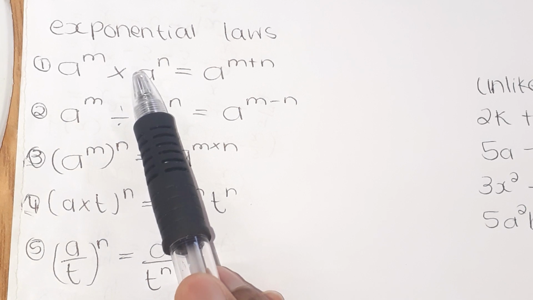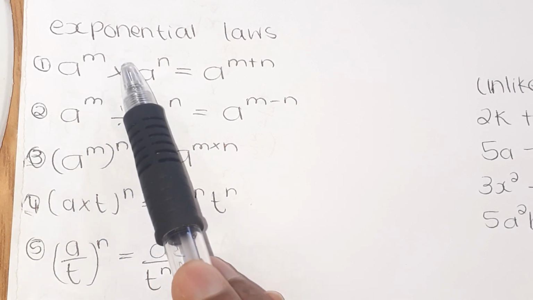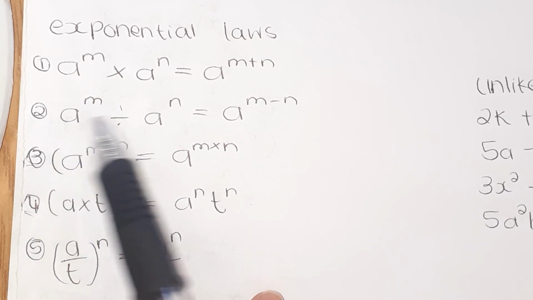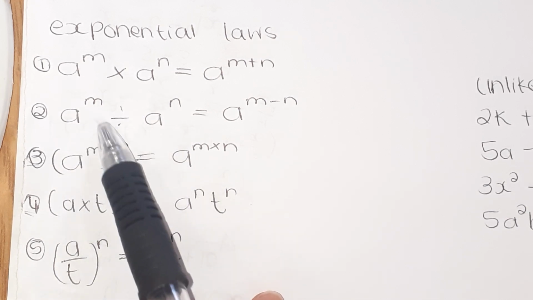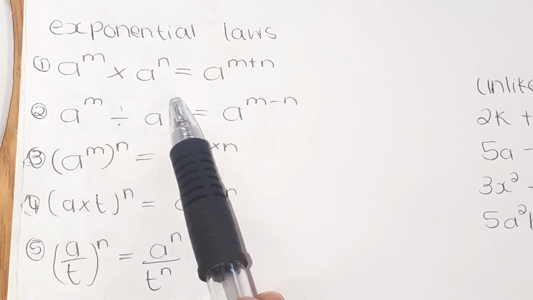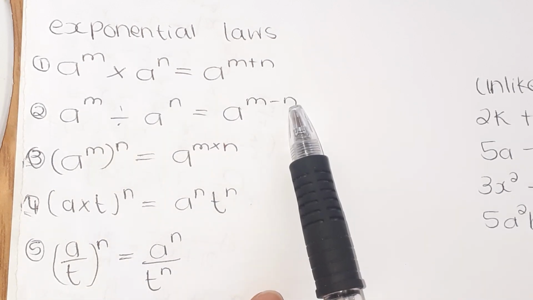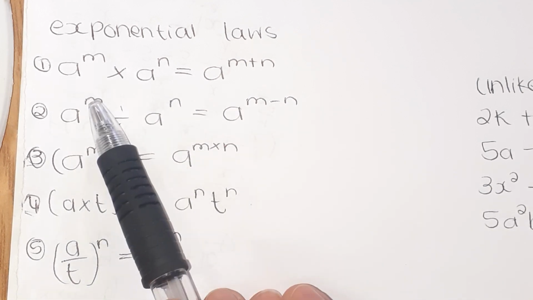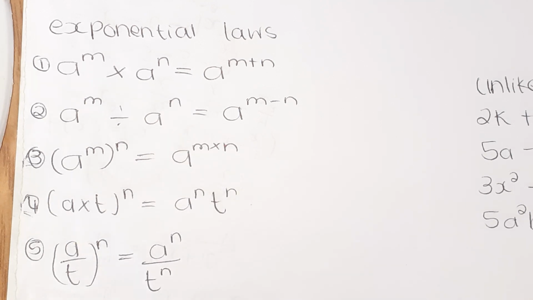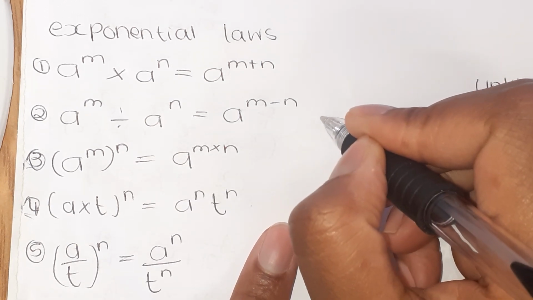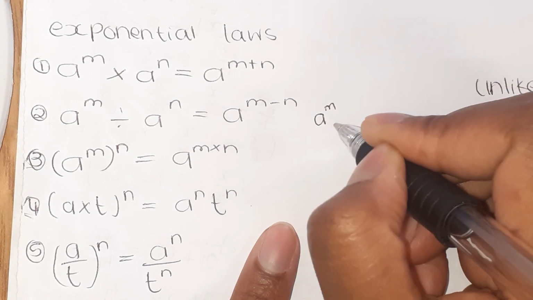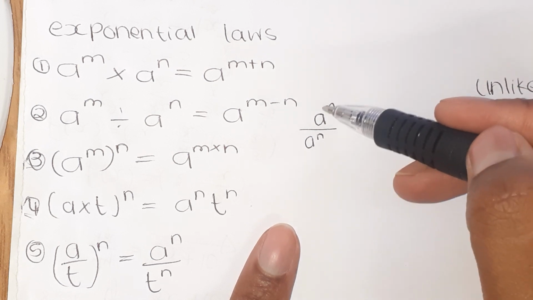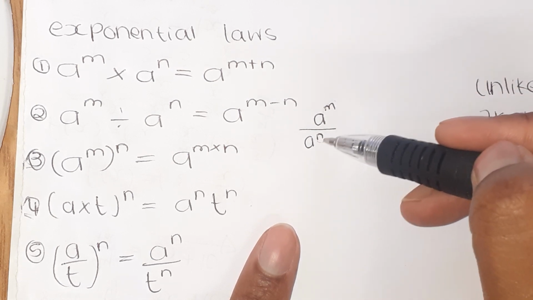This one says when the bases are the same and you have a multiplication sign in between, you add the exponents. The second one says when the bases are the same, you have a division sign in between, you subtract the exponents. Like here, m minus n. The bases are the same, we take one base and subtract. So if they are in this manner, a to the power of m divided by a to the power of n, it's still gonna be the top one, subtract the bottom one.